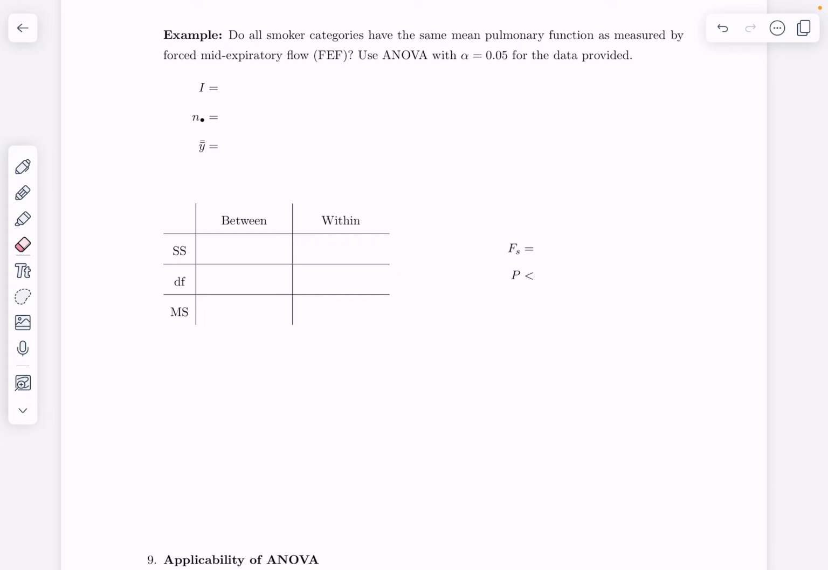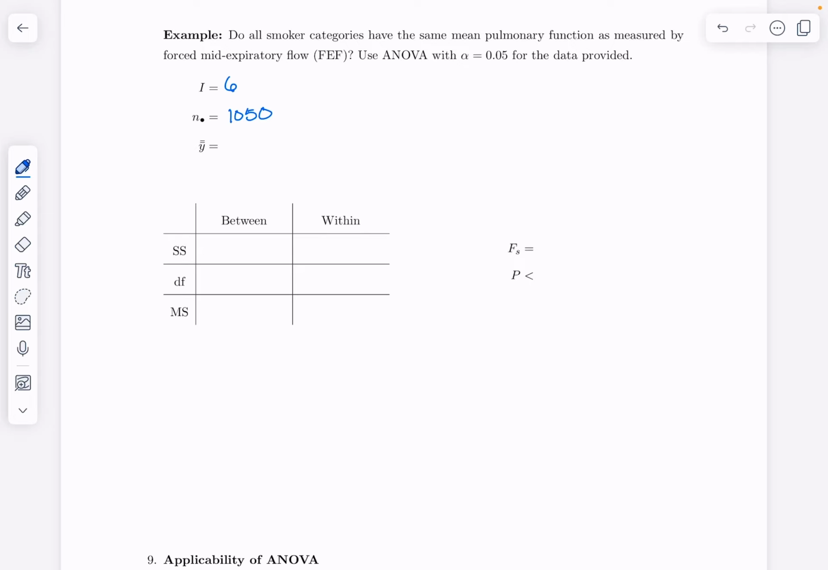So the number of groups here is 6. The total number of observations is 1,050. There were 200 in 5 of the groups and 50 in one of the groups. And then Y double bar is going to be the overall mean. And so what that's going to be is a weighted average of the sample means.